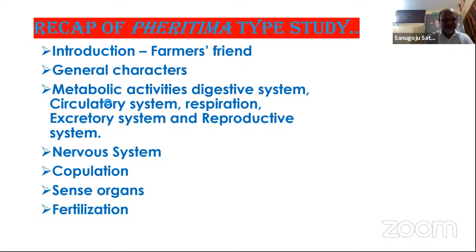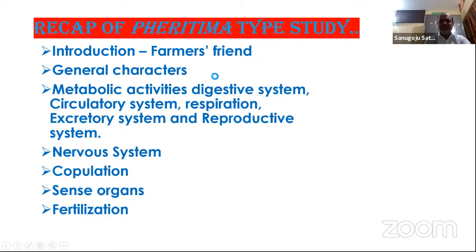About the earthworm. The earthworm is an annelid, looking like a farmer's friend, as we discussed the economic importance of the earthworm and its harmfulness also. The general characters we discussed one by one from integument to anus, from prostomium to pygidium.